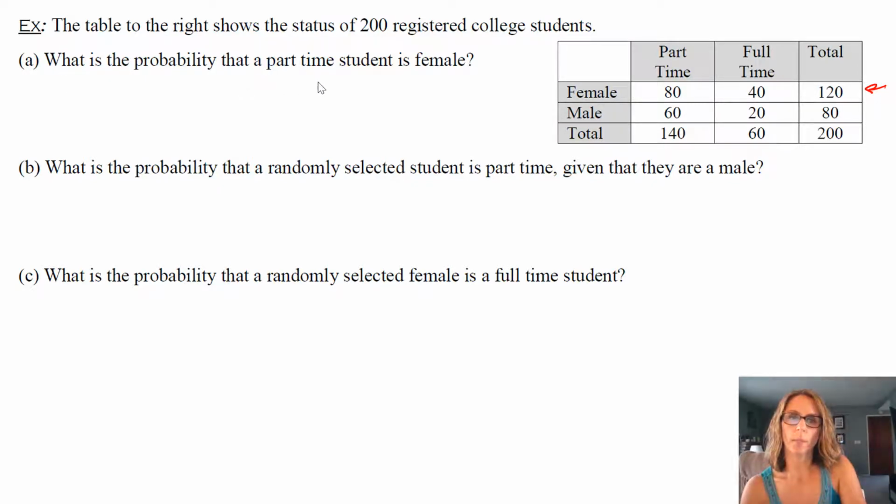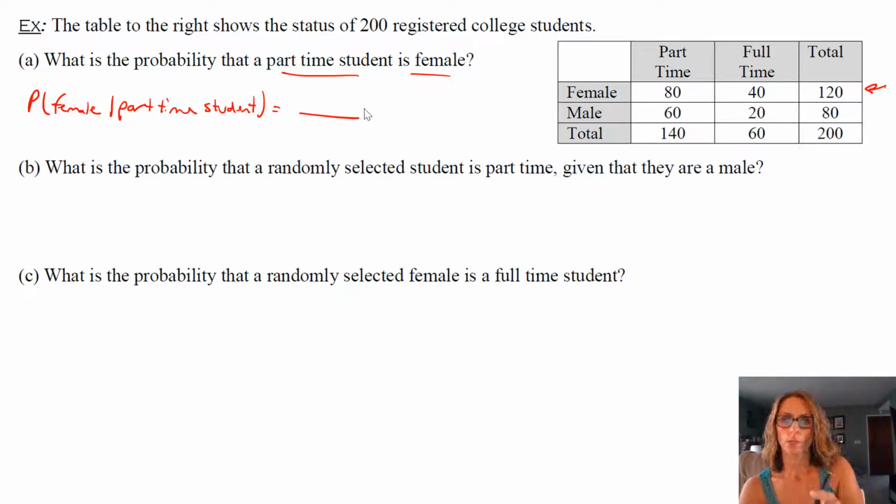So this says, what is the probability that a part-time student is female? So notice we're being given that we have a part-time student. And we want to know what's the probability that the part-time student is female. So we would write that like this. We know we have a part-time student, so that is 140. And we're asking how many are female, and that is 80. That's about 0.571.